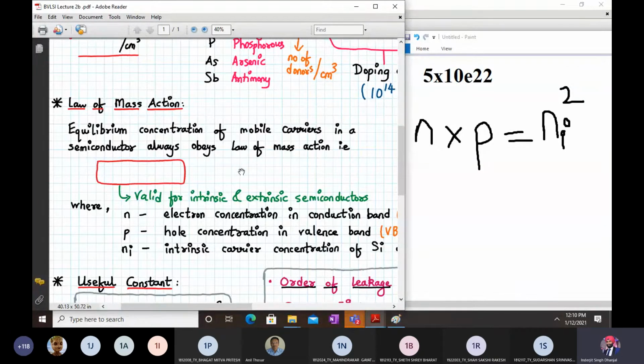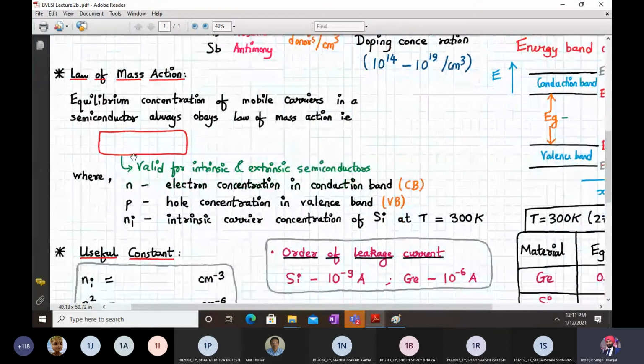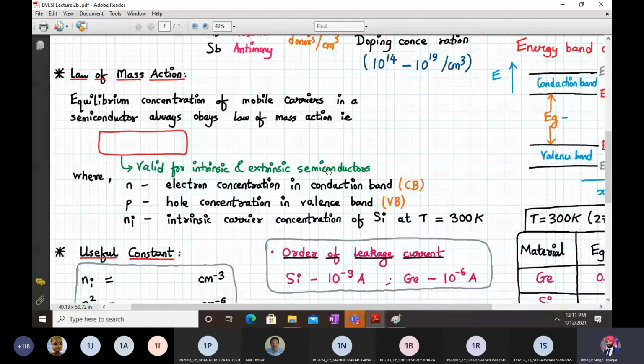Now a very, very important point. This law of mass action is valid for intrinsic semiconductor. It is also valid for extrinsic semiconductor. Now let me give you more detail. Can you remember this simple thing? n into p is equal to ni square. So this is valid for intrinsic semiconductor and extrinsic semiconductor.